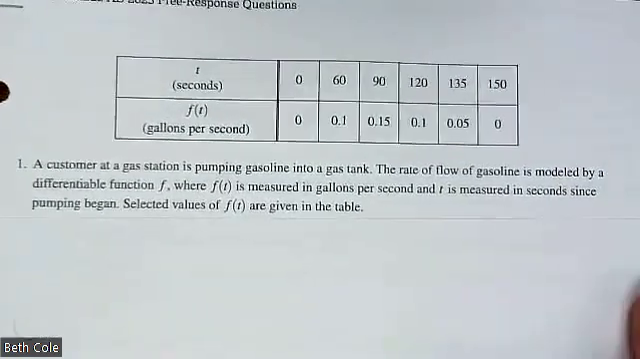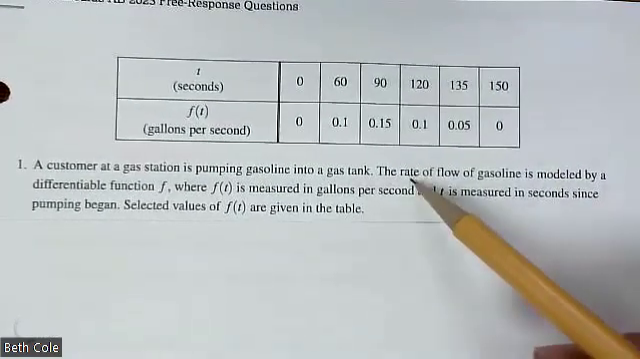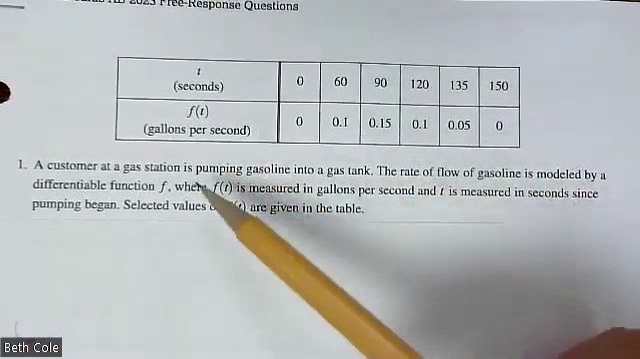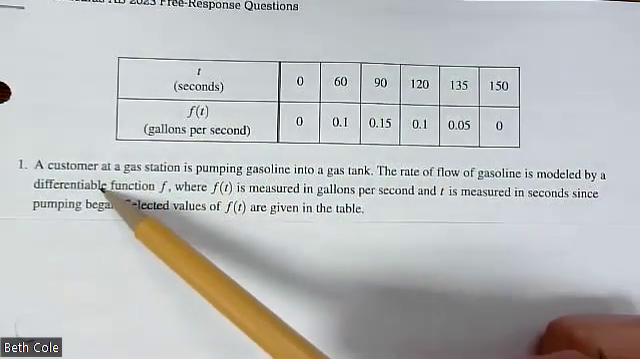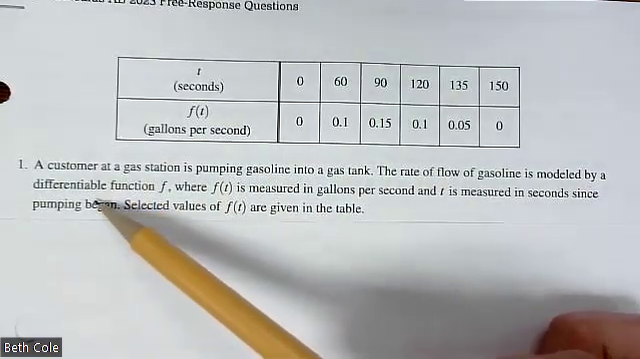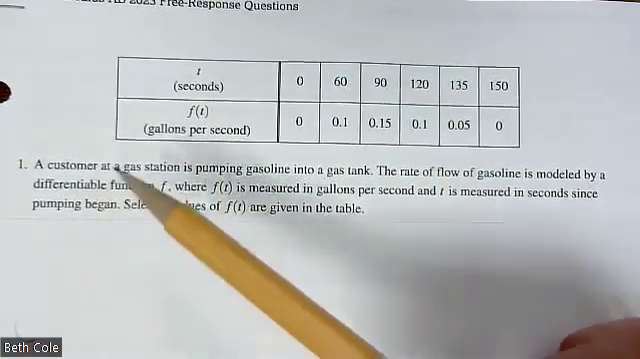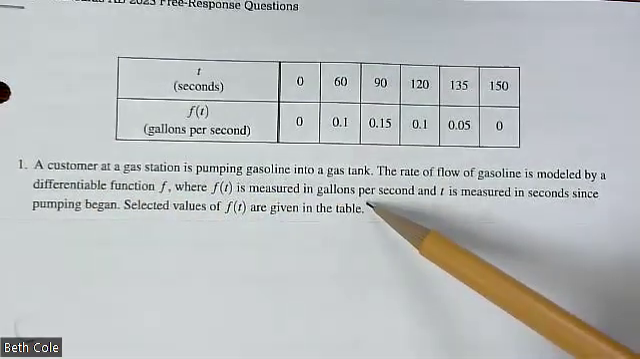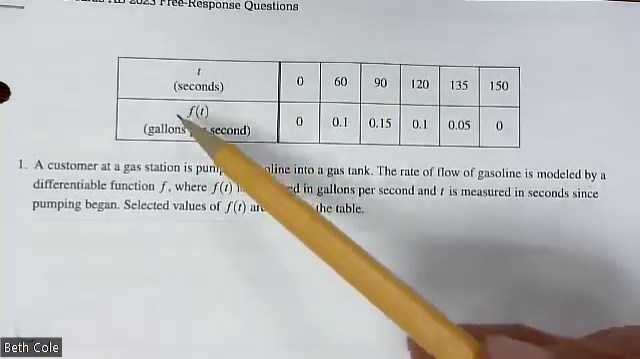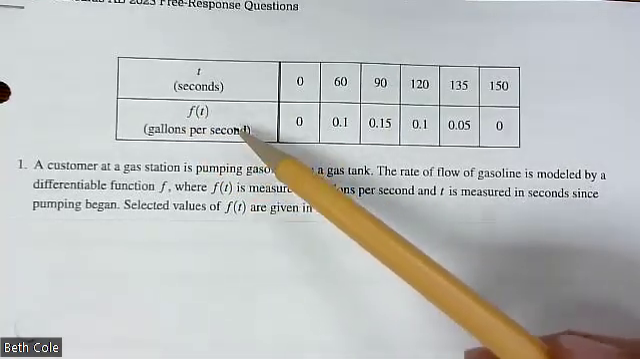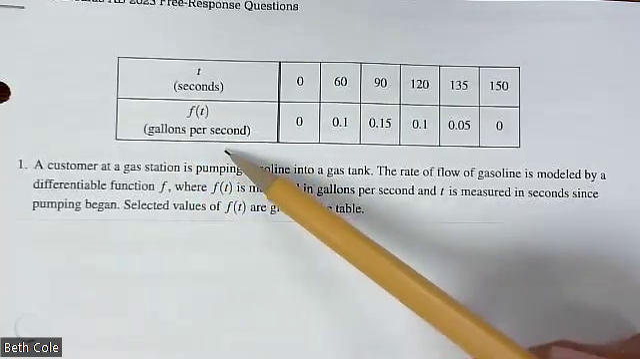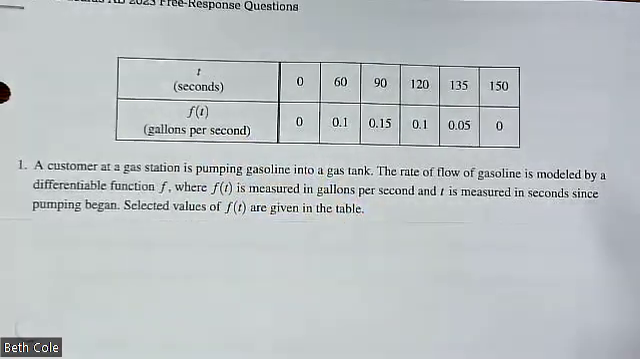Customers at the gas station are pumping gas into a tank. The rate of flow of gasoline is modeled by a differentiable function. Ooh, since it's differentiable, that means it's also continuous, probably going to come up. You want to start to anticipate that. And it is measured in what units? Something per something else. It's a velocity, it's a rate, a derivative, a slope, if you will, all those things.